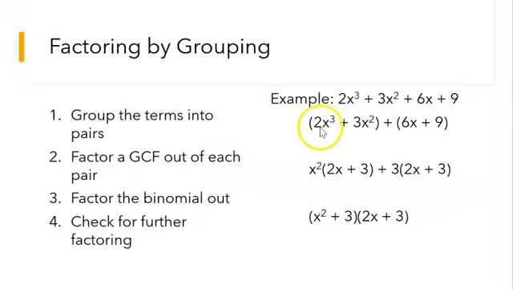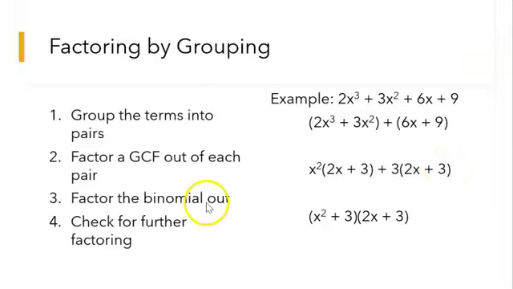So I'm looking at this first pair and I find the GCF is going to be x squared. That's what they share. So I wrote the x squared on the outside. And then I wrote what was left over on the inside. So I had 2x plus 3. Now for the next pair, I need to factor out the GCF, which is 3. And I factored out a 3. It was positive 3, so I left the plus sign. And then I had 2x plus 3.